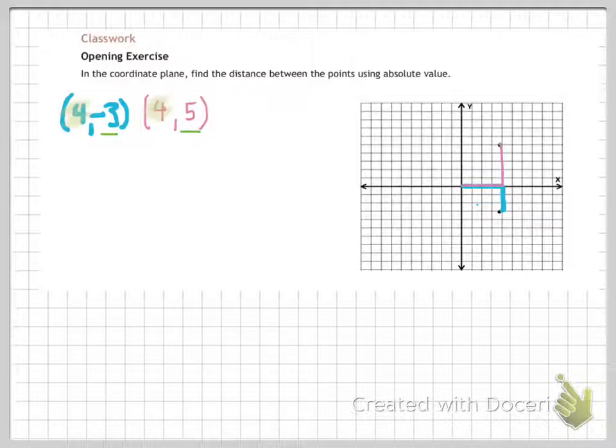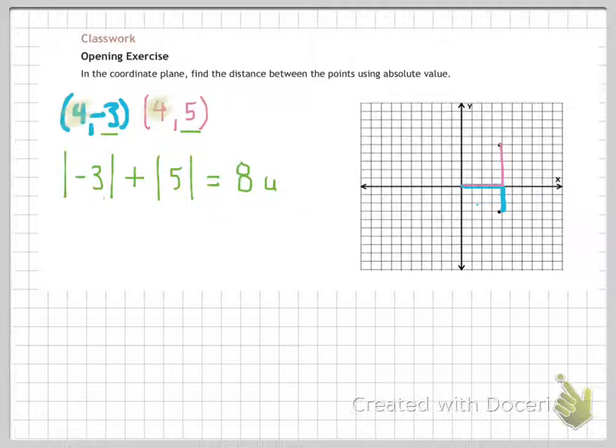So from yesterday we learned that if I take the absolute value of -3 and I add it to the absolute value of 5, I will get my answer, which is 3 plus 5, or a distance of 8 units.